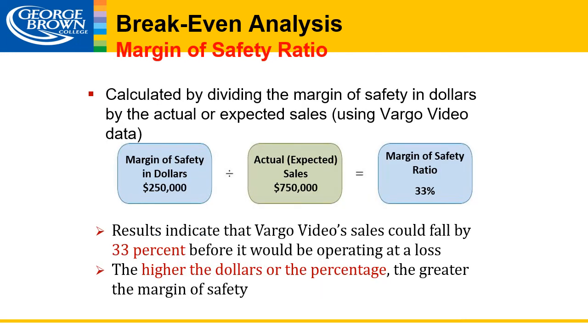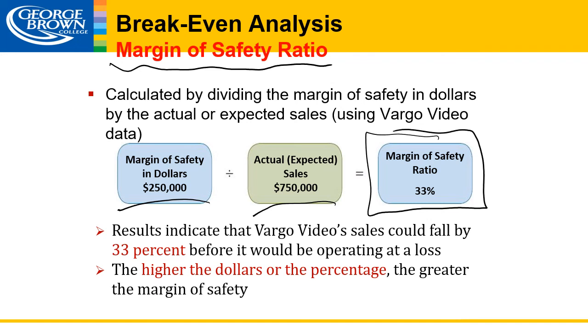So here we go. This is the margin of safety ratio. It's very simply the margin of safety in dollars divided by the actual or expected sales. In this case, we're taking our margin of safety of 250,000 and dividing it by the expected or actual sales of 750,000. When you do the division, you get a margin of safety ratio of 33%.